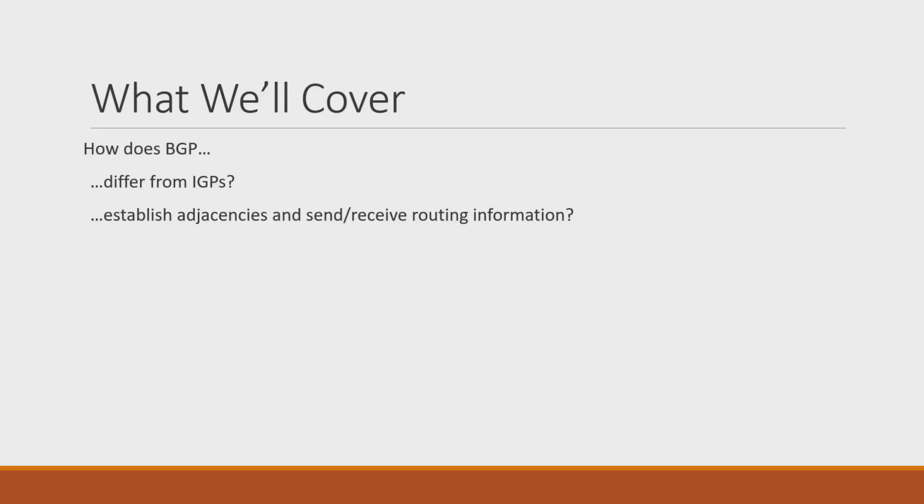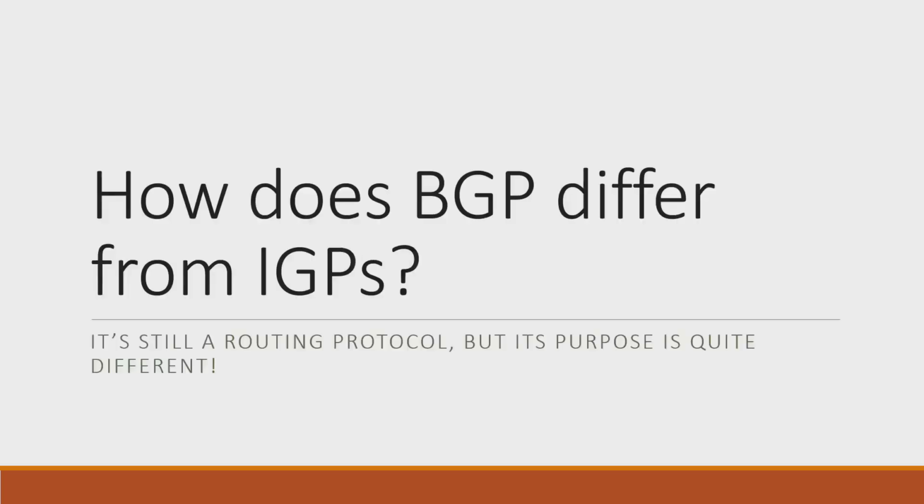As I mentioned before, our goal is to answer some basic questions about BGP, including how does BGP differ from interior gateway protocols or IGPs? How does BGP establish adjacencies and go about sending or receiving routing information? How does BGP determine the best path to a given prefix or network? How does BGP prevent routing loops? I answer each of these questions in this video. Let's start with the first one.